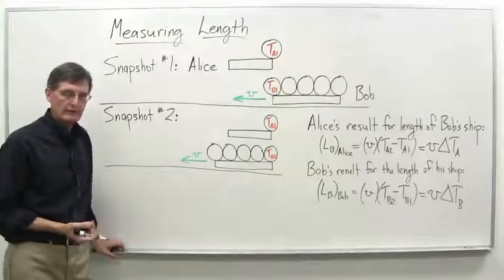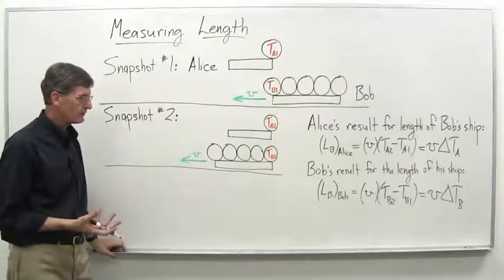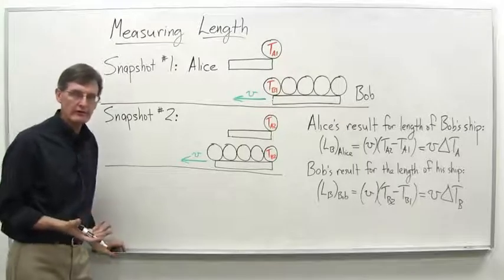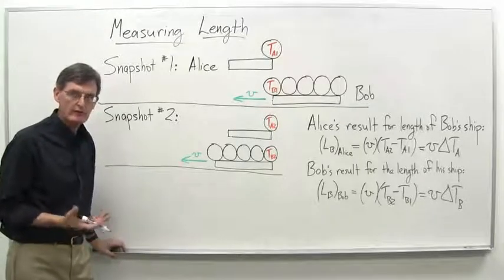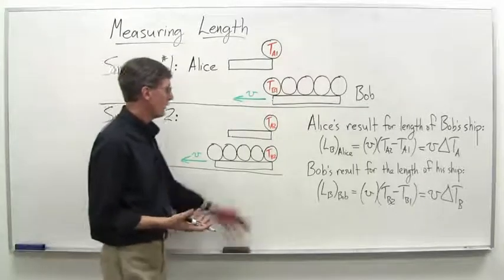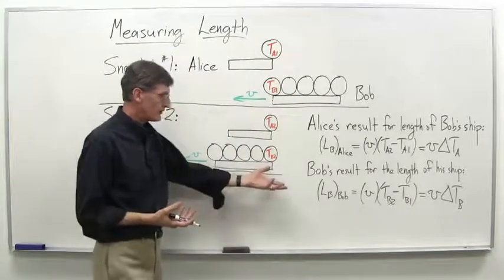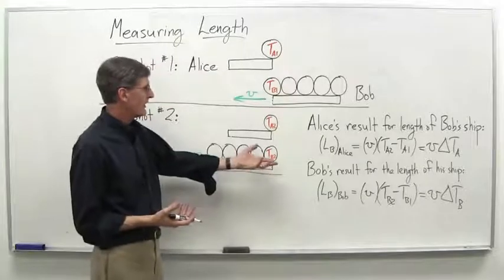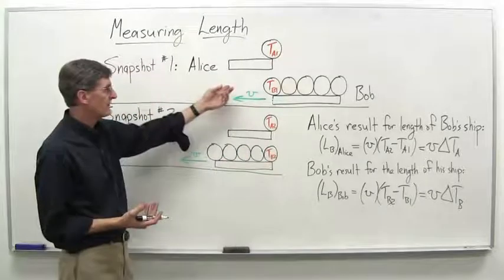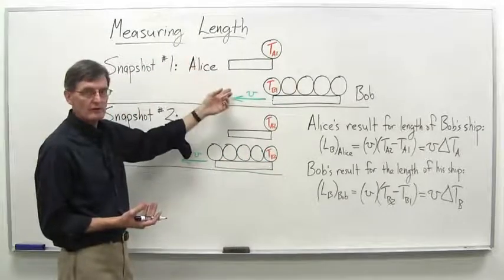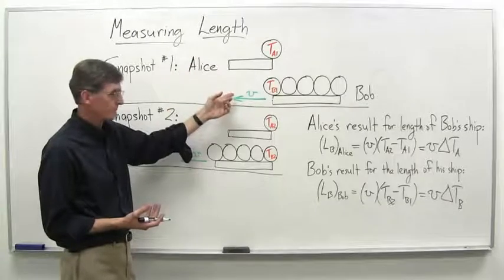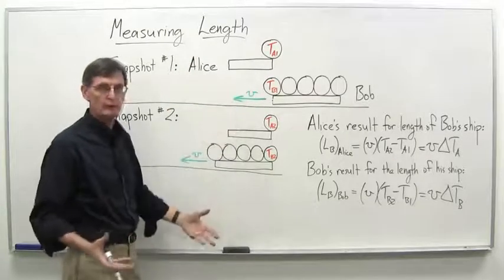And they get back together again, and they compare results. And Bob says, hey, you didn't get the same length as I did. What's going on here? You screwed up, right? Why did you mess up your result? Well, as Bob considers it, he says, hey, you know what, Alice? Your clock is running slow. You know, my clock is in perfect working order.